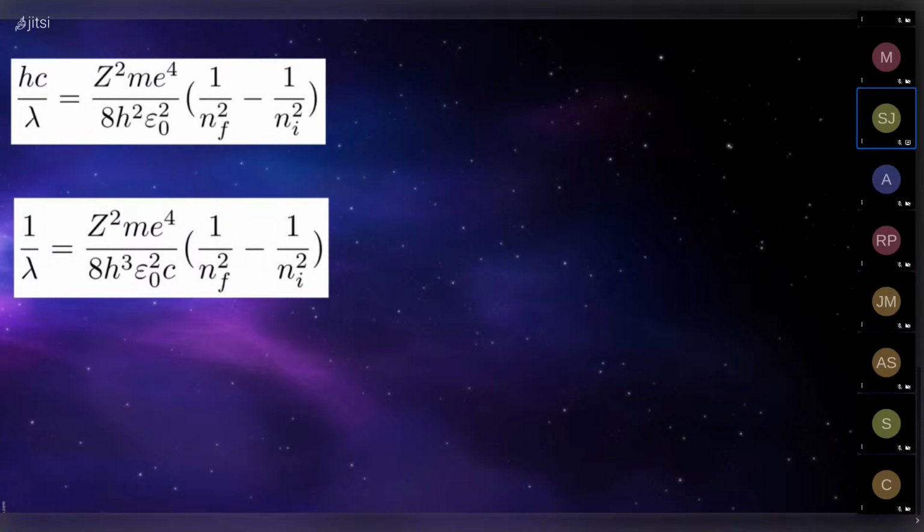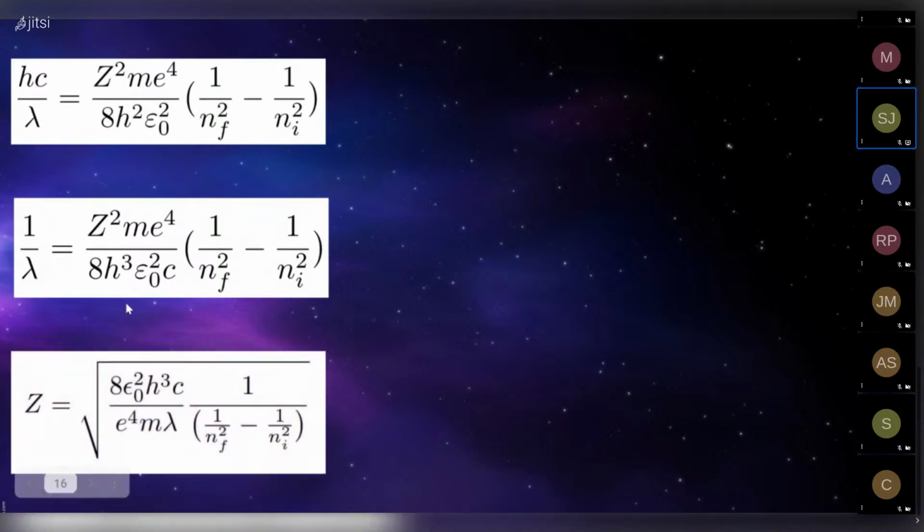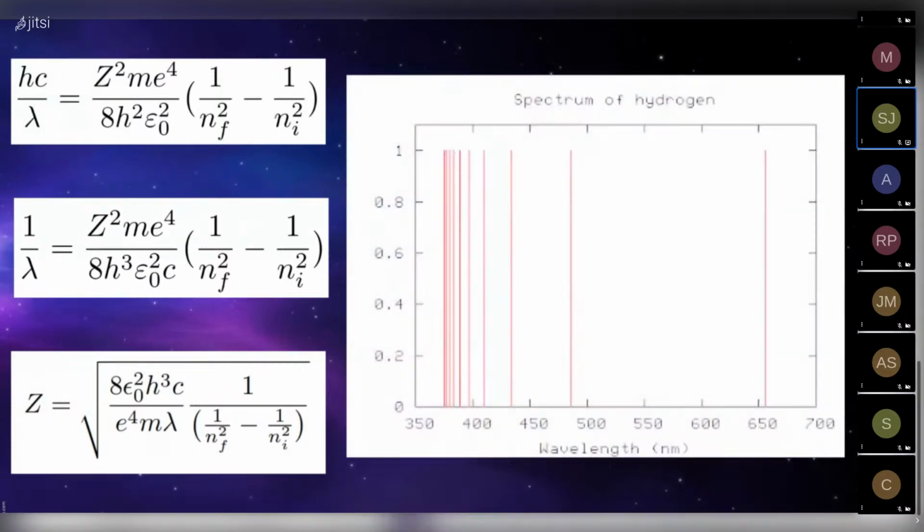So if we actually solve this for Z, that is the atomic number, we get this equation. Now how does this help in studying celestial objects? So consider we are getting a light source from some celestial object which has these spectral lines.